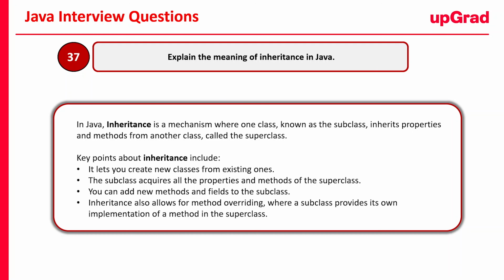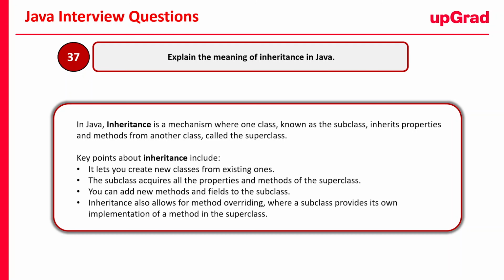So this allows the subclass to reuse and extend the functionality of the superclass, or you can say the parent class. Now, the key points about inheritance include: it lets you create new classes from existing ones. The subclass acquires all the properties and methods of the superclass. You can add new methods and fields to the subclass. And inheritance also allows for method overriding, where a subclass provides its own implementation of a method in the superclass.